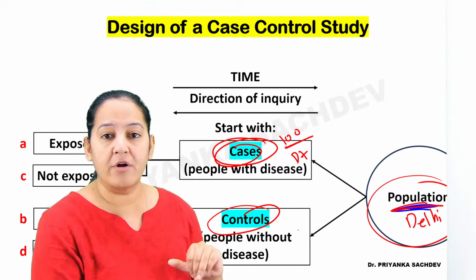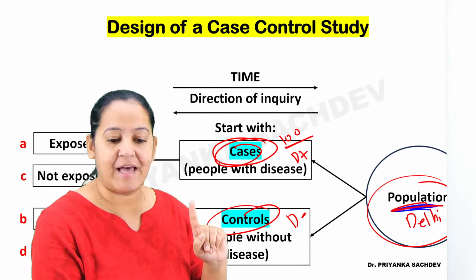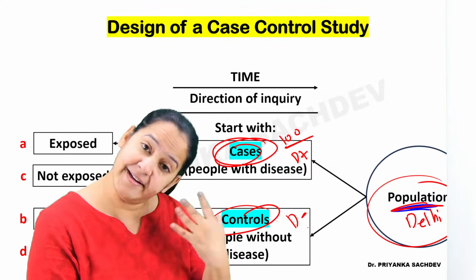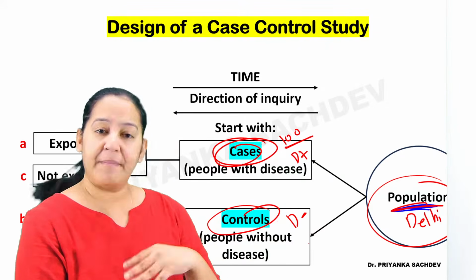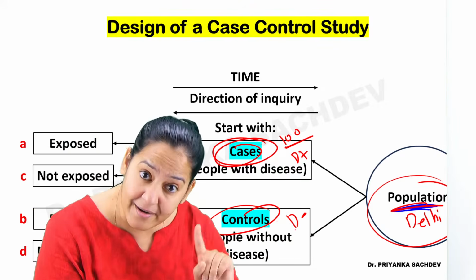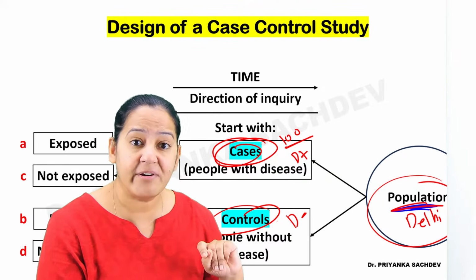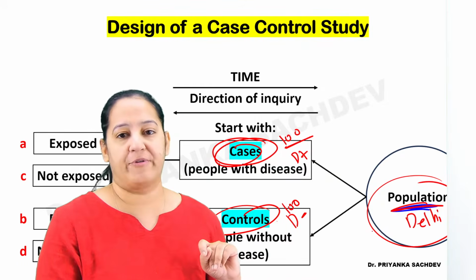You will say, ma'am, who are controls? Control is anyone in whom lung cancer is absent. Any other disease may be present. Maybe these may have TB, these may have some other disease. They may have diabetes, but in them the lung cancer is absent. Okay, so the disease under study, which is our disease under study right now? It's lung cancer. It is absent in these persons. So I will call them 100 controls.